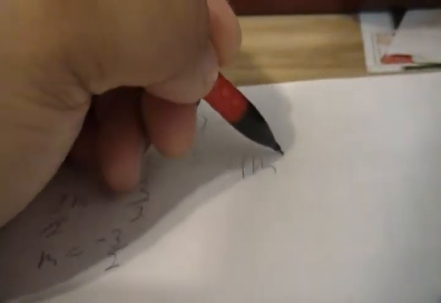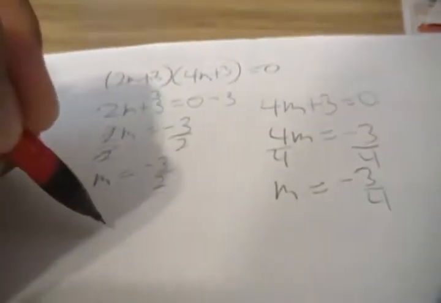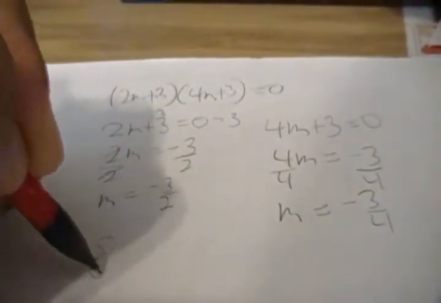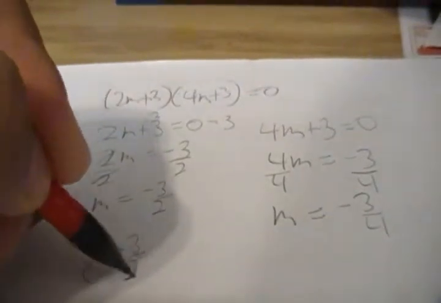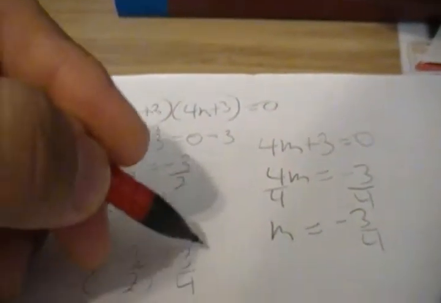Okay, now let's do the second monomial. So we get 4m plus 3 is equal to 0. Now we solve for m, so we get 4m is equal to negative 3, because we subtract 3 from both sides. Then we divide both sides by 4, and m is equal to negative 3/4. So the final answer is that m can either be negative 3 halves or negative 3/4.